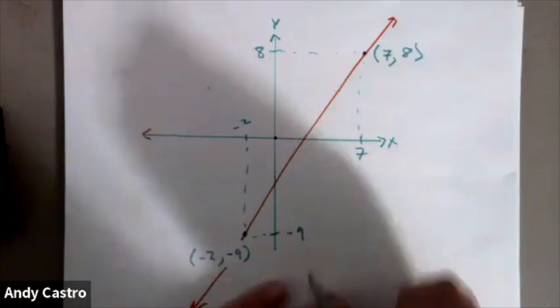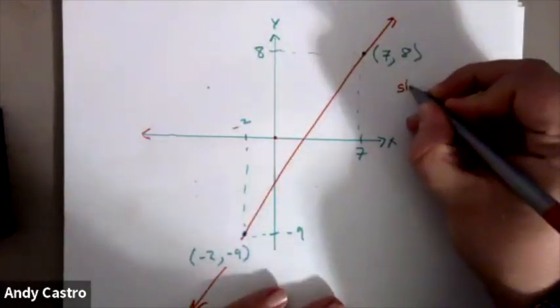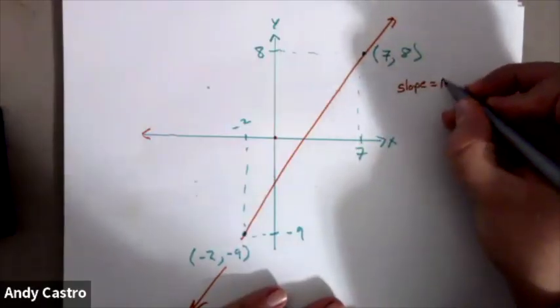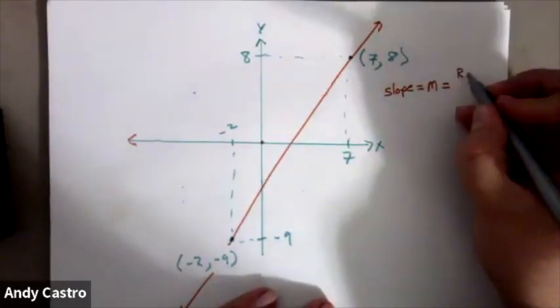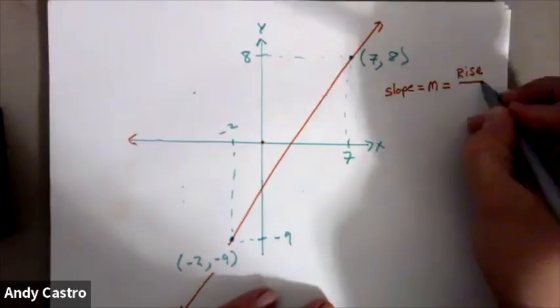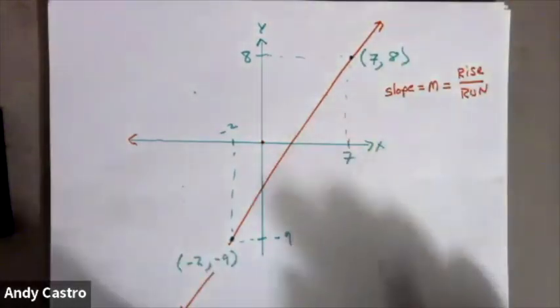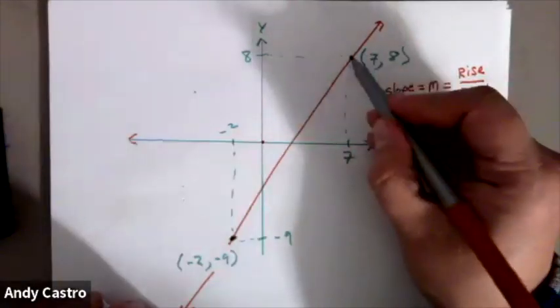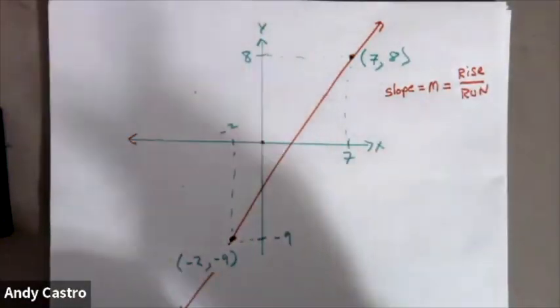So the first thing that we want to do is we want to find the slope. And remember, slope, as we talked about last week, is always denoted by the letter m, and it is the rise over the run. Okay. Now, it doesn't matter if we start from here and go to here, or if we start here and go to here. So I'm actually going to work it both ways.